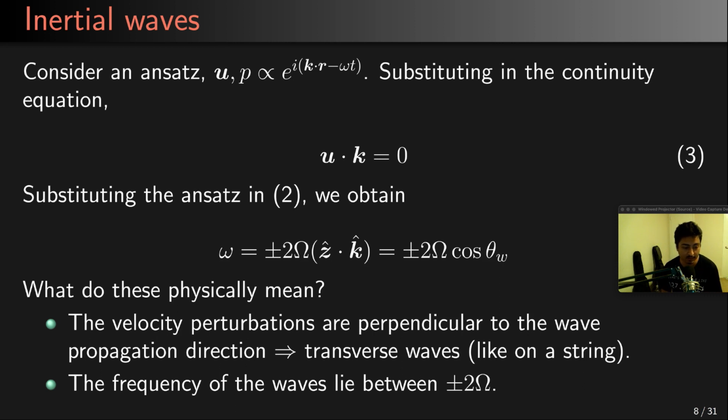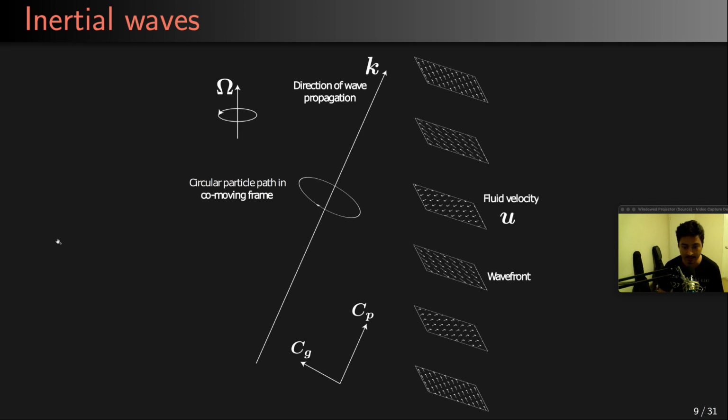And as we saw, the magnitude of the frequency of the waves lies between 0 and twice the rotation rate. The frequencies can lie between minus 2 omega and 2 omega. What do they look like? So these are the wave fronts, and the arrows show fluid velocity, and this is the wave propagation direction given by k. And the phase velocity actually goes along these wave fronts, and you can see these velocities are in different phases.